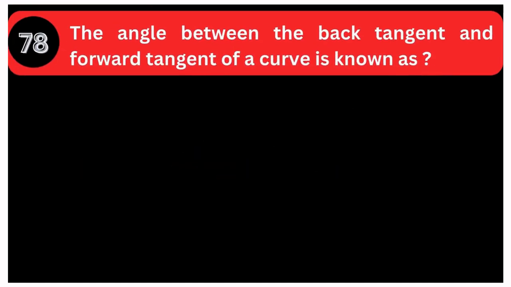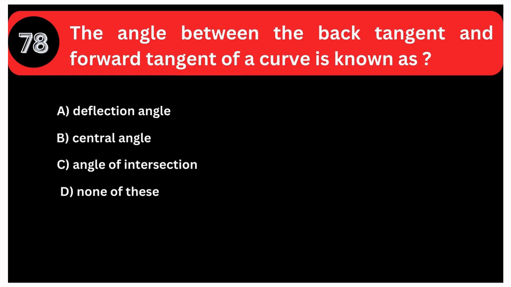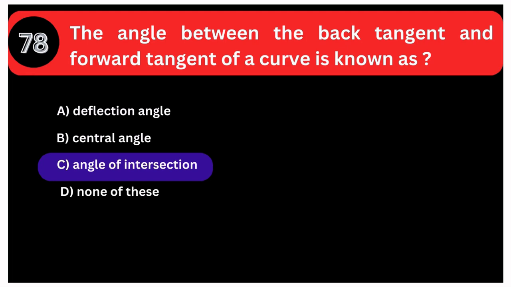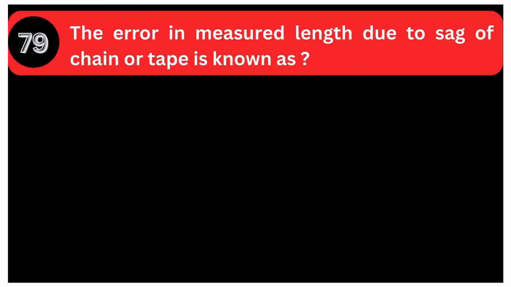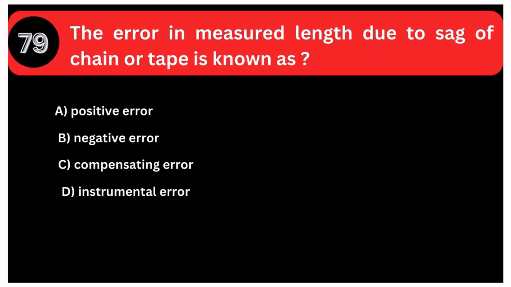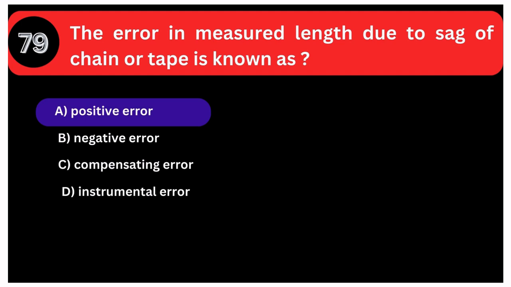The angle between the back tangent and forward tangent of a curve is known as. Options: A, deflection angle; B, central angle; C, angle of intersection; D, none of these. Answer: C, angle of intersection. The error in measured length due to sag of chain or tape is known as. Options: A, positive error; B, negative error; C, compensating error; D, instrumental error. Answer: A, positive error.